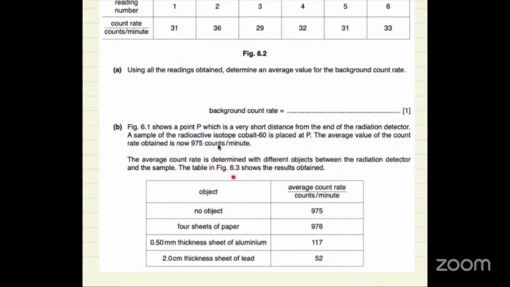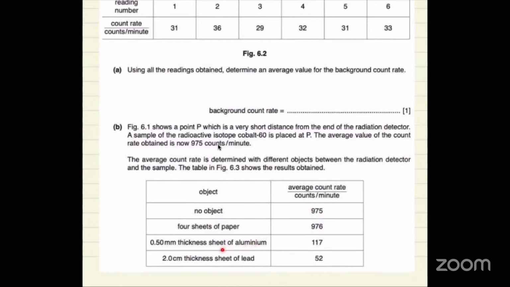The table in 6.3 shows the results obtained. With no object placed and just the isotope, you have 975. With 4 sheets of paper placed, you have again just one more, which you can attribute to the randomness of radioactive decay. So it's basically the same reading.